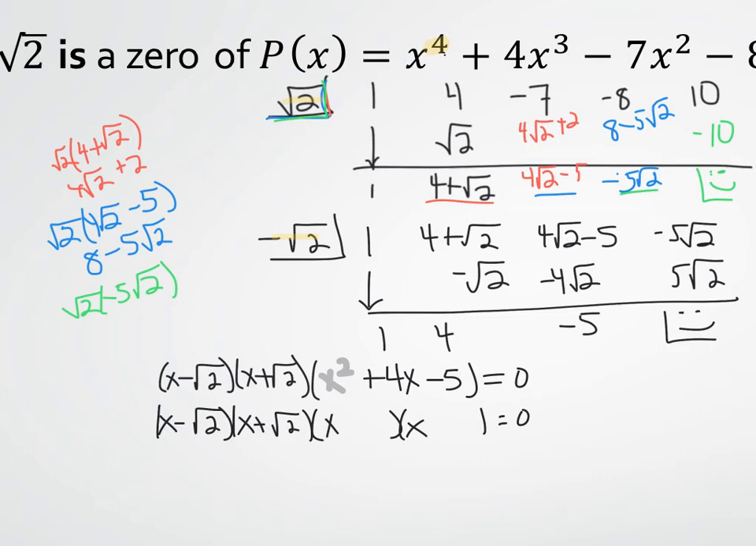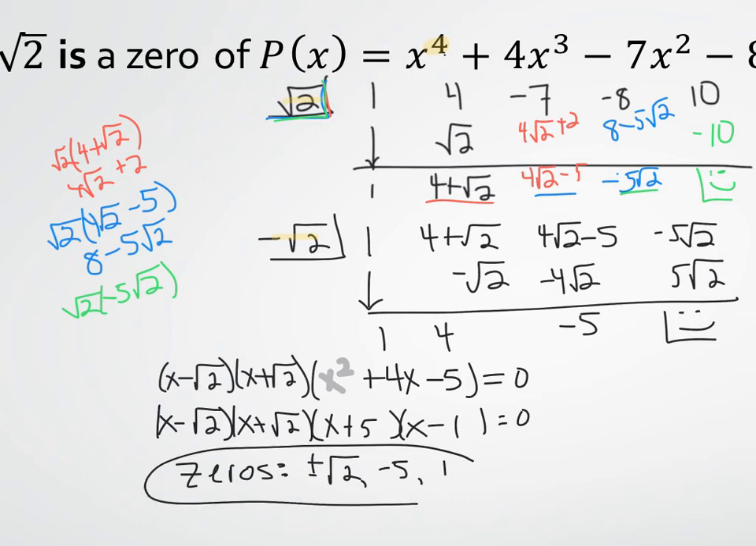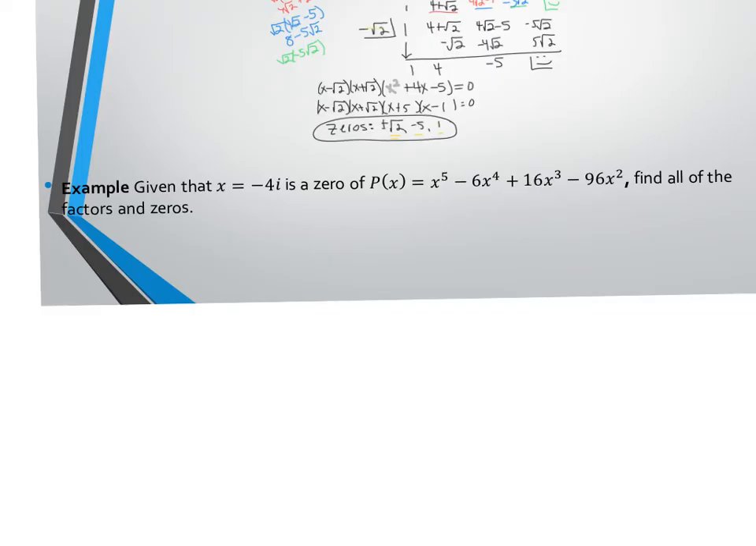Okay, factors of 5 that add to give us 4 are positive 5 and negative 1. And then we have our zeros. We have plus or minus the square root of 2, negative 5, and 1. And notice we have a degree of 4. We have 4 solutions. Done. Now let's look at another one.